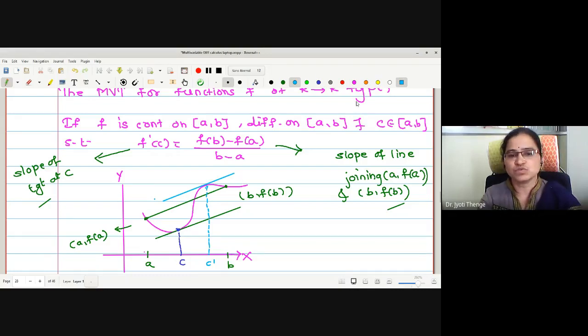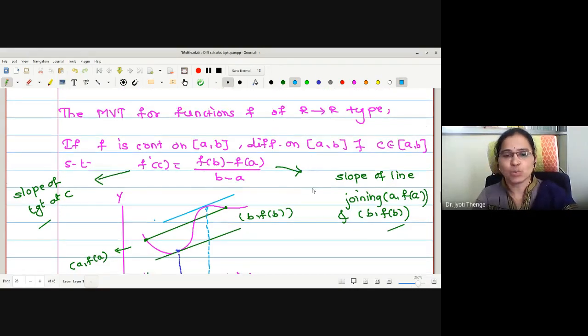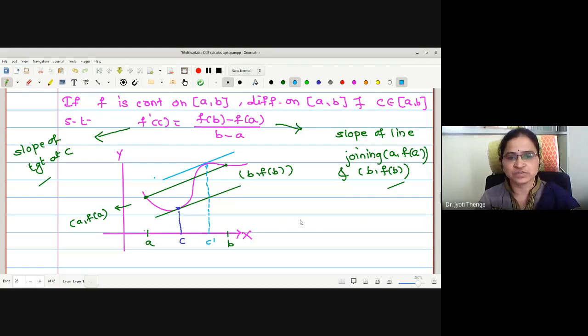This is what our mean value theorem, in the case of a one variable real valued function, gives: the existence of such a point C where the tangent at this point is parallel to the line joining the end points of the curve.